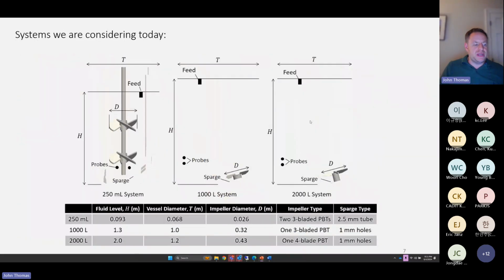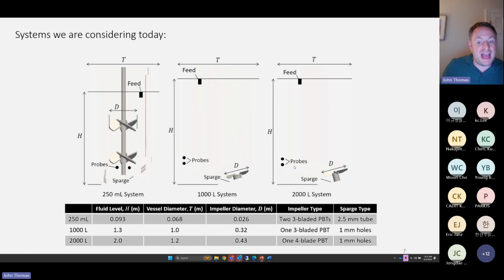So we're going to be considering a few different systems today. I'm going to be considering the Amber 250, which is just a lab scale system, and I'll be considering the Accelerex XDR 1000 and 2000. These are both single-use bioreactors agitated by a single impeller. The Amber 250 has two impellers, and it has a simpler sparge, which is a dip tube, whereas these larger scale systems have a microsparge that produces small bubbles that are injected into the system immediately below the impeller.